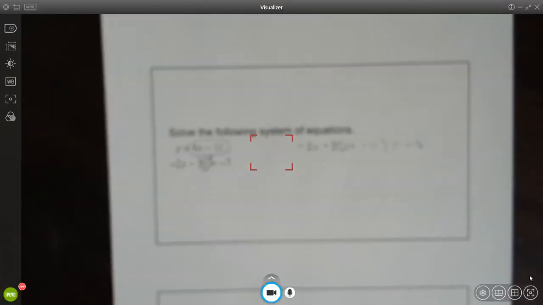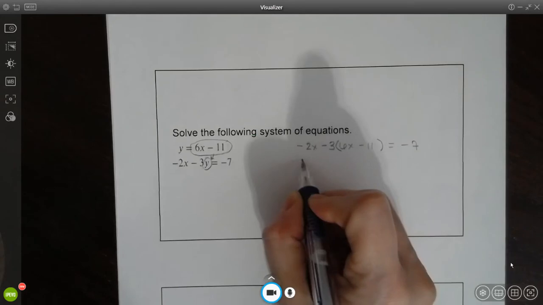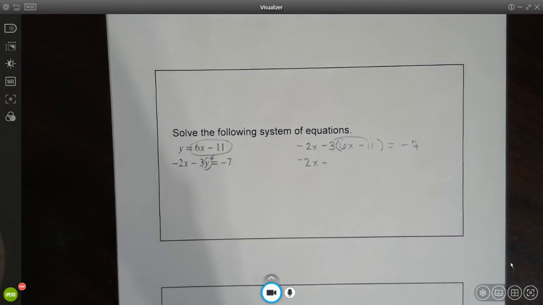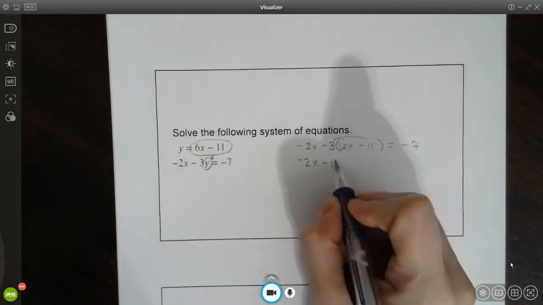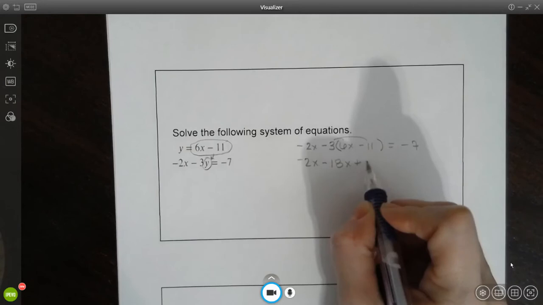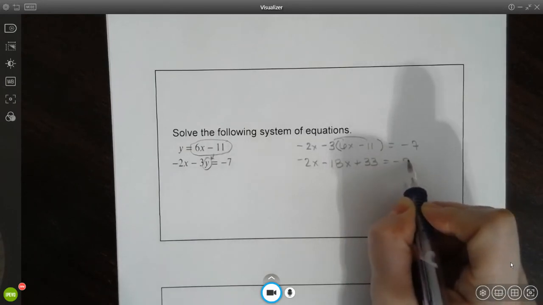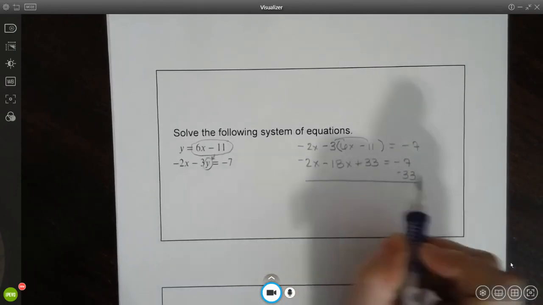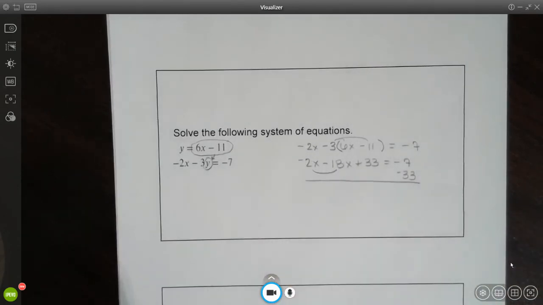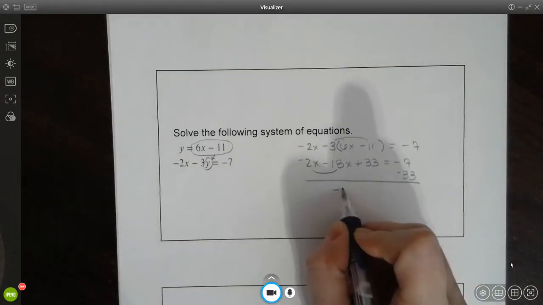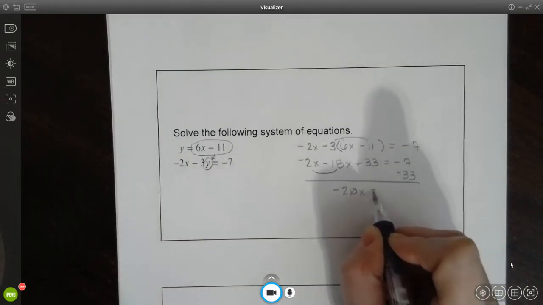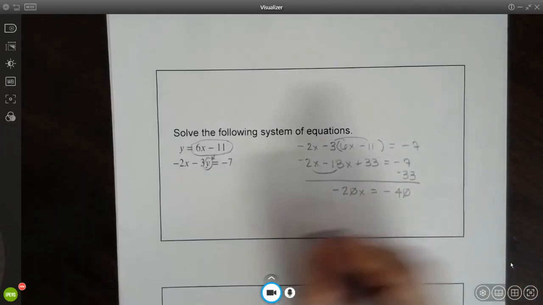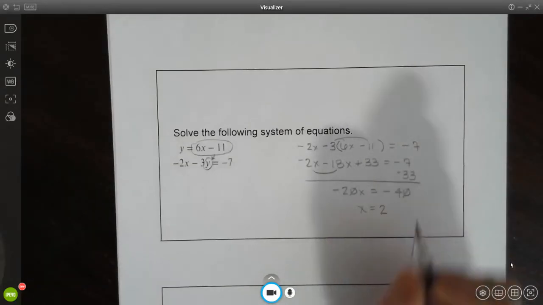So I've got negative 2x minus, I'm going to distribute negative 3 to both terms inside. So I'll have negative 18x plus 33 equals negative 7. So I'm going to subtract 33. And I'm also going to combine these like terms. So negative 2 and negative 18 are going to combine to make negative 20x. And negative 7 and negative 33 combine to make negative 40, which tells me that x has to be equal to 2.